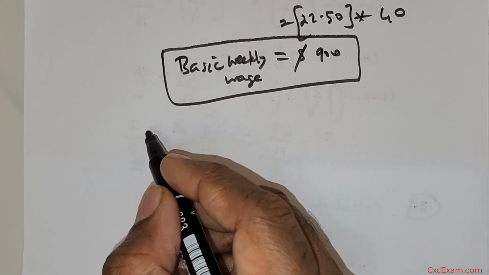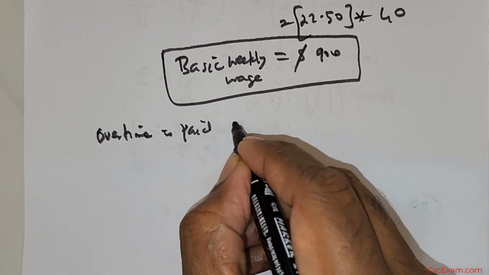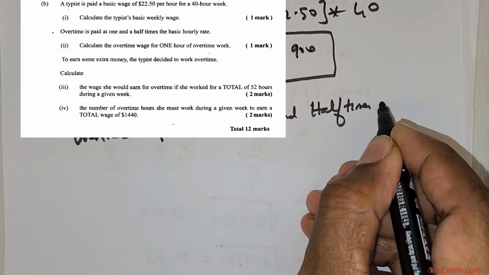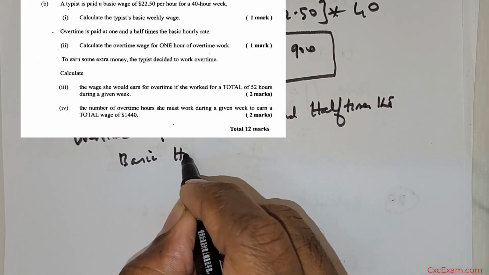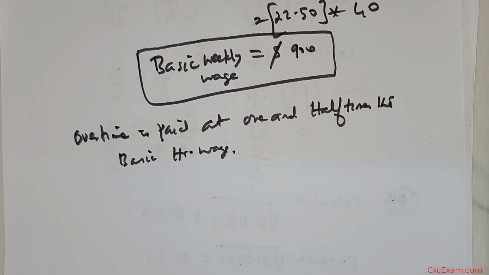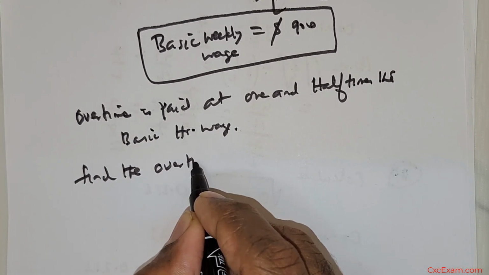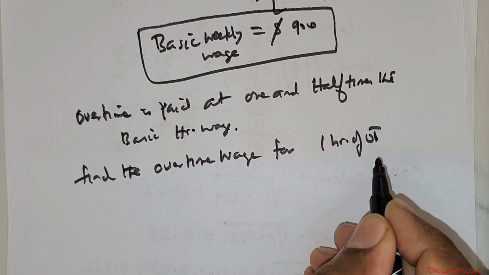Now the overtime, if she works overtime, is paid at 1.5 times the basic hourly wage. So now we are asked to calculate the overtime wage for 1 hour of overtime. Find the overtime wage for 1 hour of overtime.